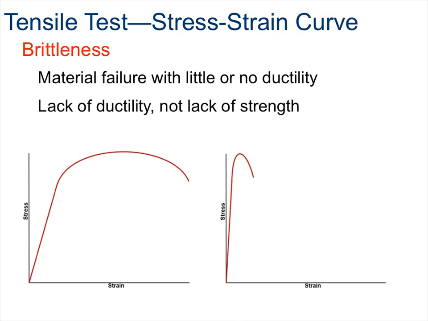Therefore, brittleness is a mechanical property that causes a material to fracture at relatively low strain values. Brittle materials like glass, concrete, and cast iron have stress strain curves that show fracture occurring shortly after the yield point, as you can see in the picture above.